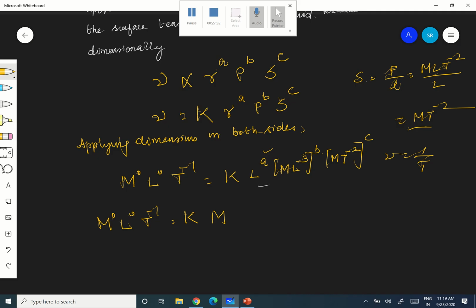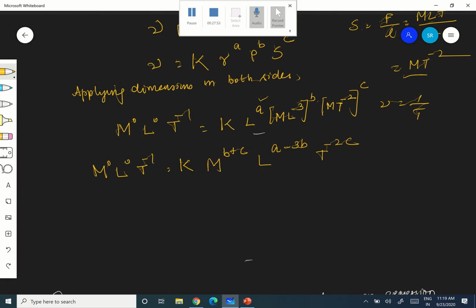Here b and here c, therefore b plus c, right? Then L power, what is that? L power A, then minus 3b. L power A minus 3b and T power minus 2c. Okay, right, I think that is enough now.